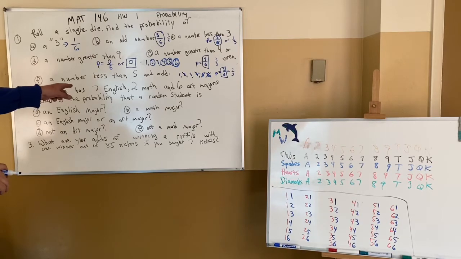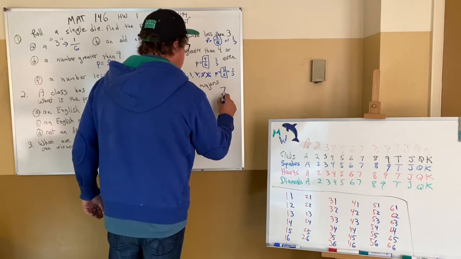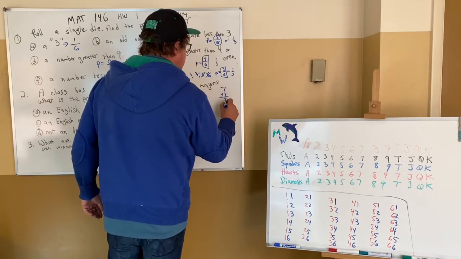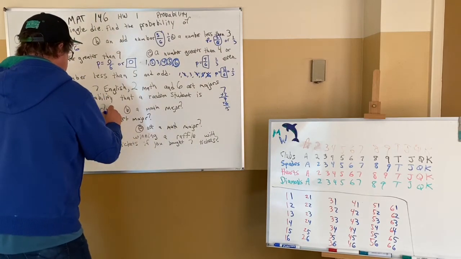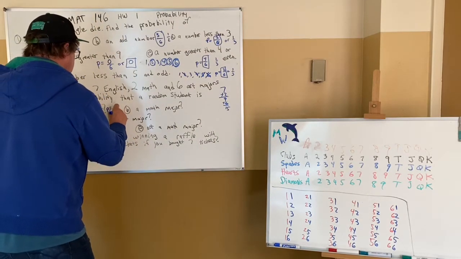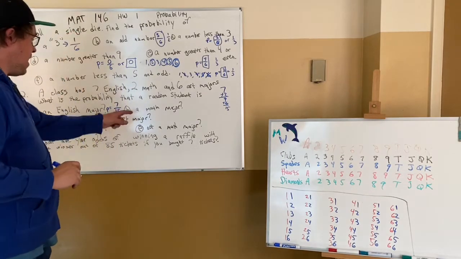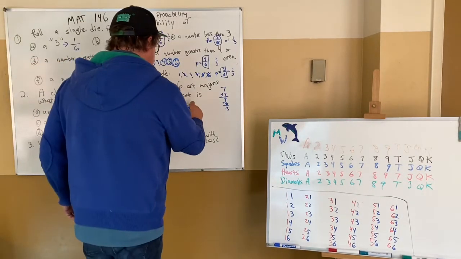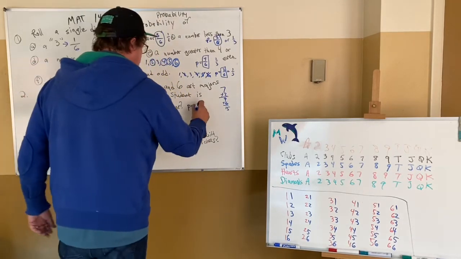The class is made up of 7 English majors, 2 math majors, and 6 art majors. 7 plus 2 plus 6, 15. There's the bottom of my fraction. Probability that someone is an English major randomly. Of the 15, 7 are English majors. For a math major, the probability is, of the 15 people, only 2 are math majors.